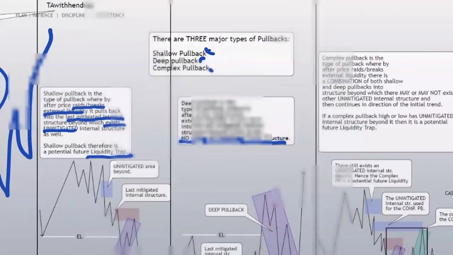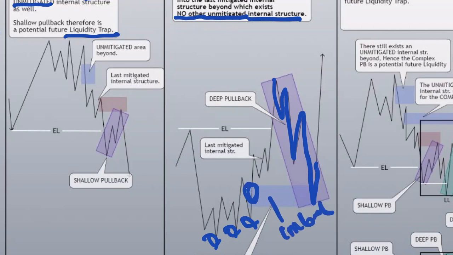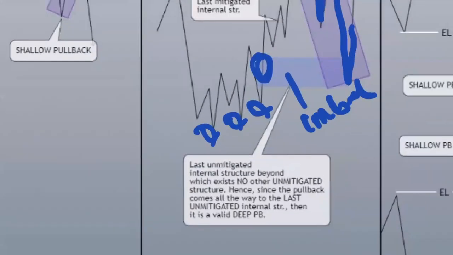Why does it always create a new major structuring? Because it is a pullback that takes every imbalance out of internal structures. It pulls back deeply such that there is no other unmitigated internal structure within that structure, so a new major structuring is established by the effect of a deep pullback. That is very important. Here, all these are mitigated. They are the same degree, let's say degree blue. This is the last unmitigated area. A deep pullback will go all the way and fully mitigate that unmitigated area or imbalance.